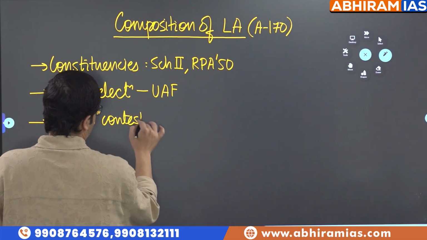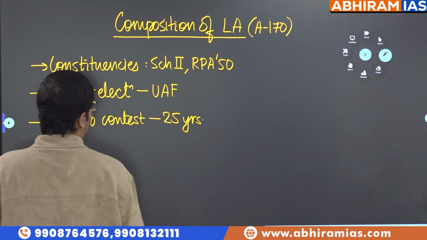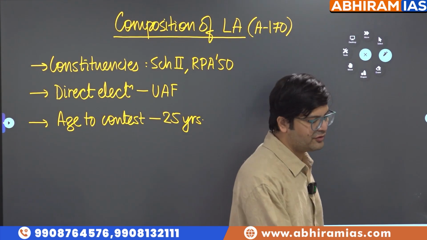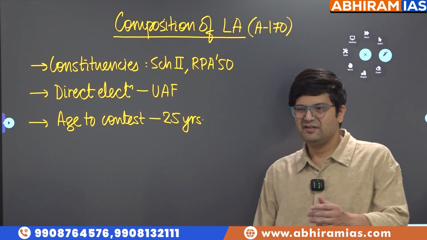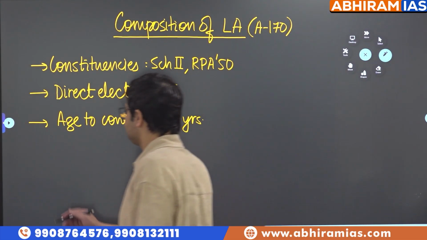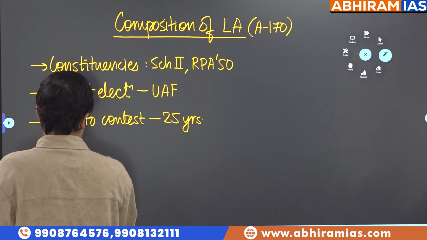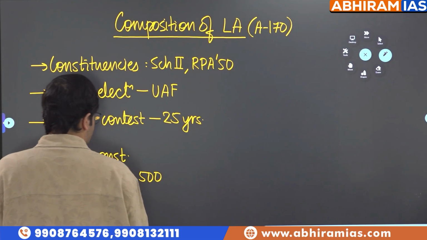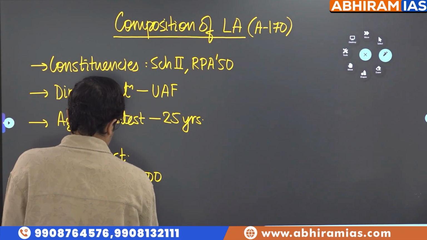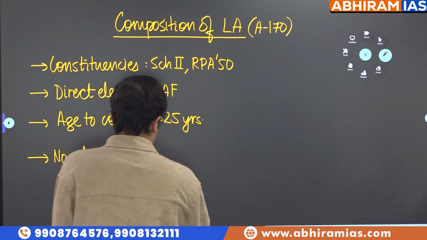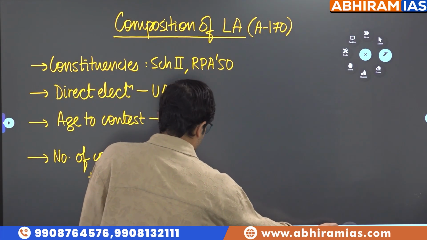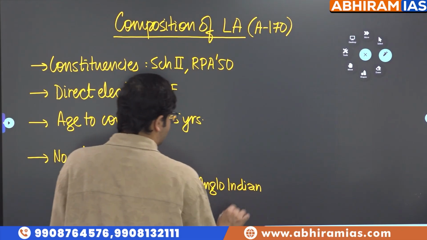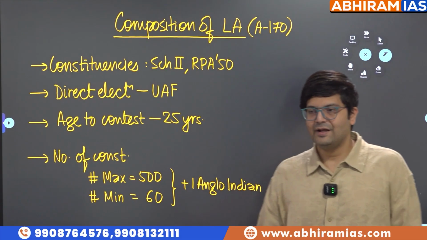Age to contest is 25 years. Now, one small point. How many constituencies are there in any state? This number varies, right? Yes or no? So, number of constituencies: maximum 500, minimum 60. Of course, we can have plus one Anglo-Indian, but that provision has ceased to operate. I think you know this very well, that Anglo-Indian nomination does not exist now.